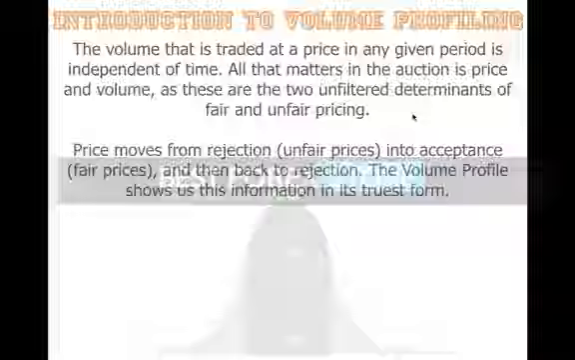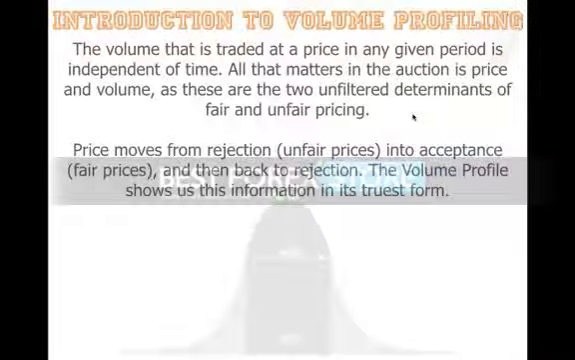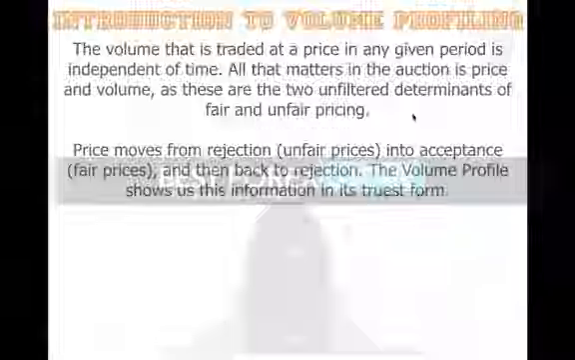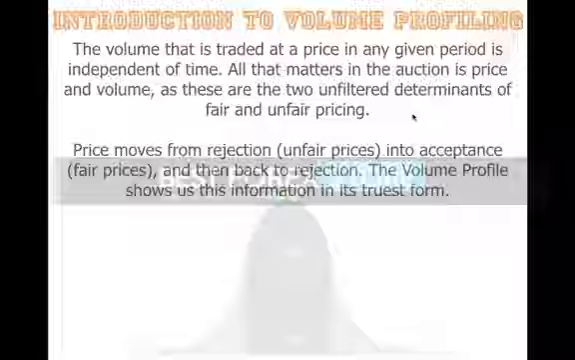The volume that is traded at a price in any given period is independent of time, and all that matters in the auction is price and volume. And these are the two unfiltered determinants of fair and unfair pricing. As we know from our auction market theory portion of the core principles module, price moves from rejection, which is unfair prices, into acceptance, which is fair prices, and then back to rejection again. This is the natural rhythm of the market, and the volume profile shows us this information in its truest form.